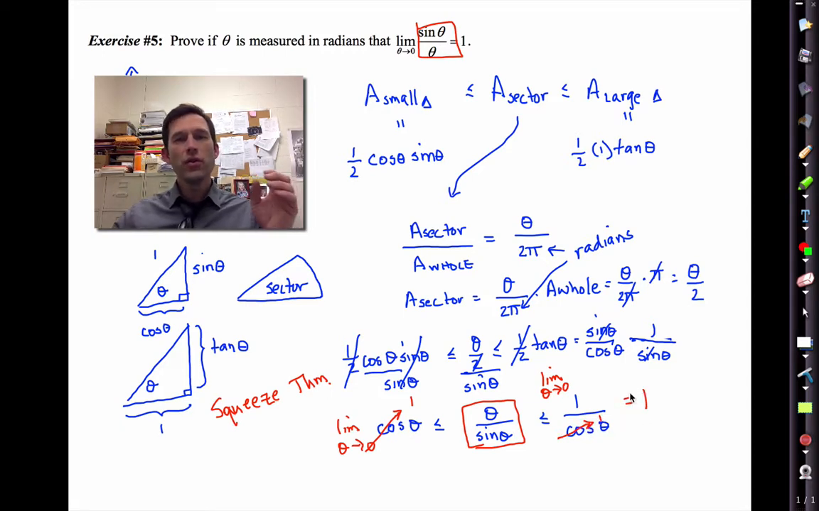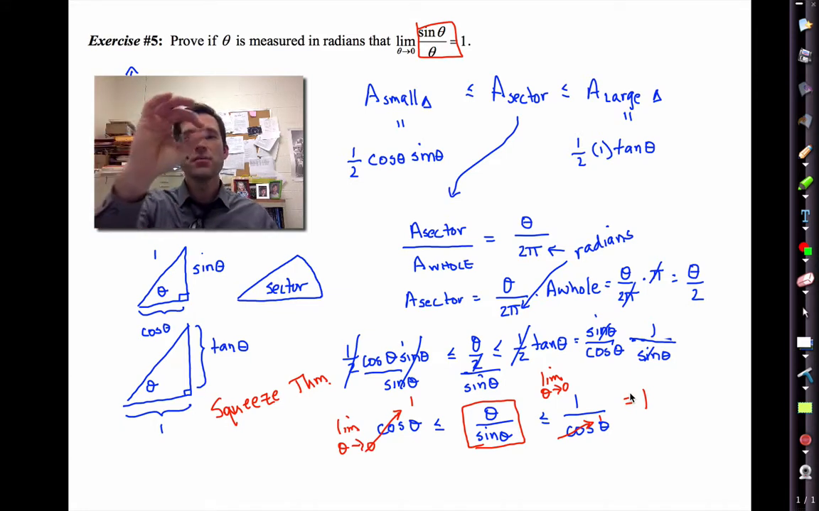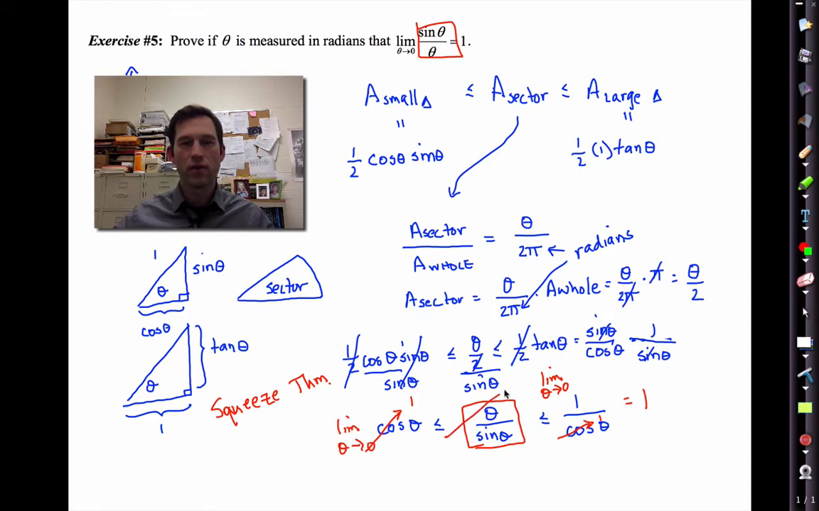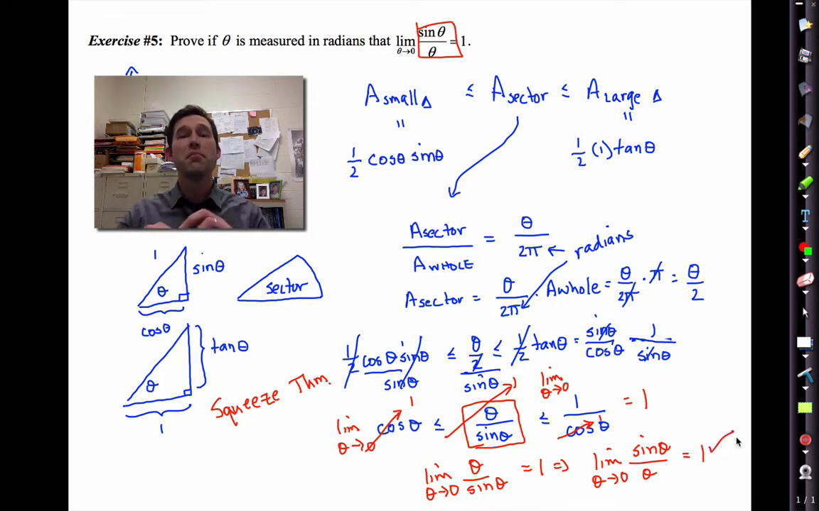So if the two things on either side of theta divided by sine theta both head to a limit of 1, then the thing that is squeezed in between them must also head to a limit of 1. And so since the limit of theta divided by sine theta is equal to 1, we can invert that and say that the limit of sine theta divided by theta as theta goes to 0 is also equal to 1. That is amazing, isn't it? Sorry about the mistakes and the messiness and the fact that it's all the way at the bottom of the sheet. It's still amazing.